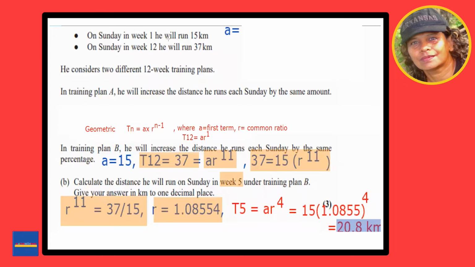The question they're asking us is what the distance is in week 5. So we want to find week 5. According to the formula of the geometric sequence, the fifth term, T5, is A R to the power 4, which is 15 into 1.0855 to the power 4, which is 20.8 kilometers. All right, so that answers our part B.